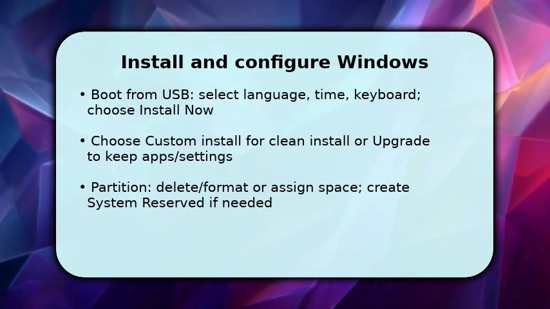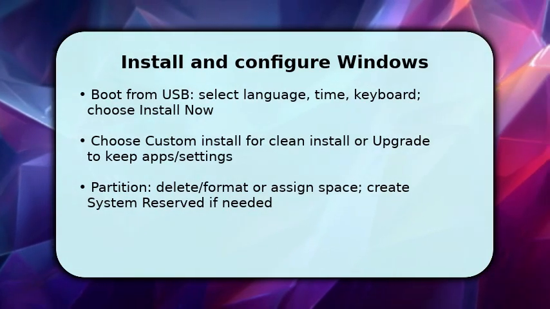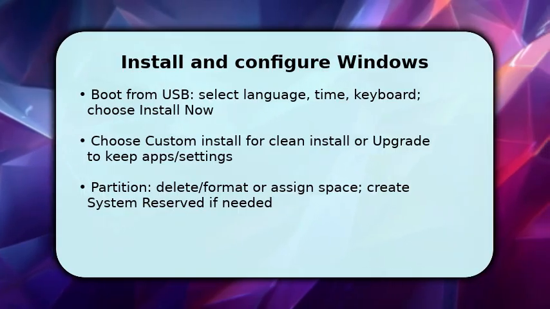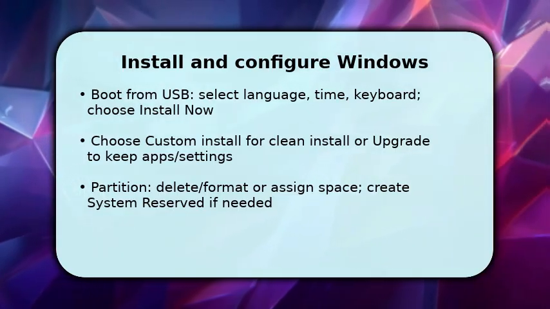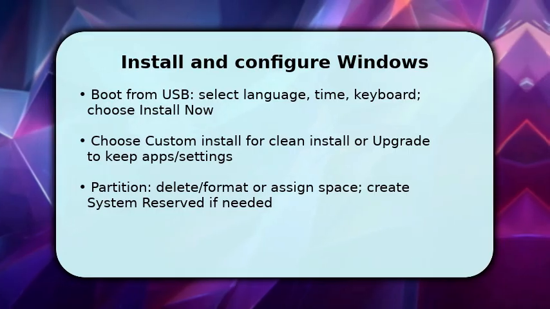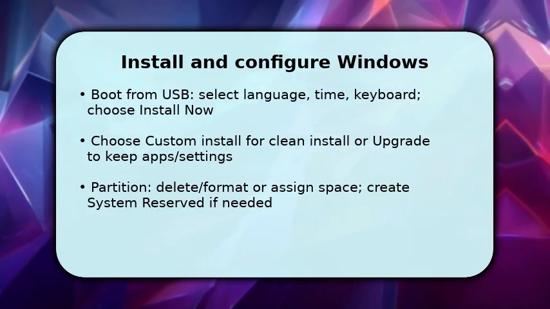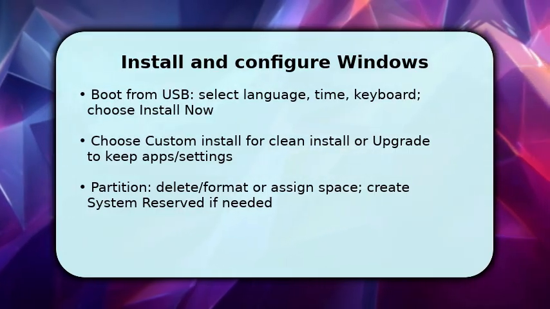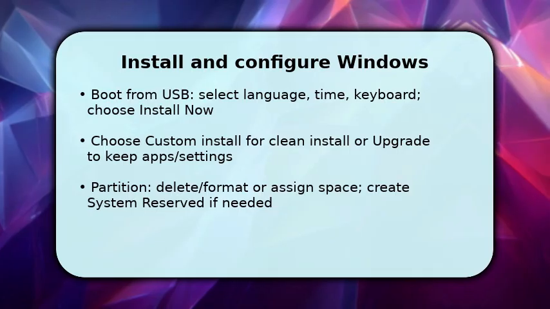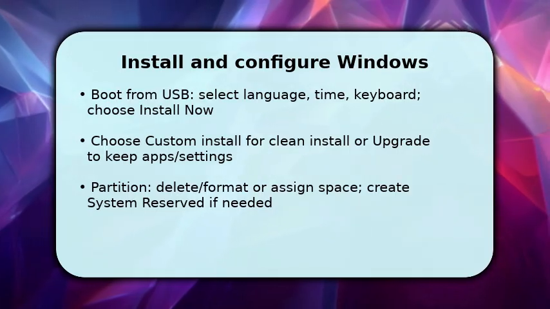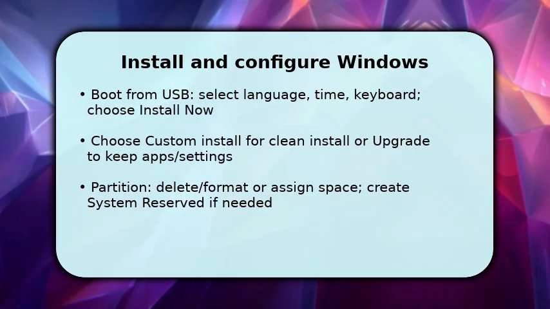When the installer starts, you select Language, Time, and Keyboard, then click Install Now. This gets the process moving. If prompted, enter or skip the product key. You can activate later. Choose Custom for a clean install to avoid old issues, or Upgrade to keep apps and settings if compatible. Now manage partitions.